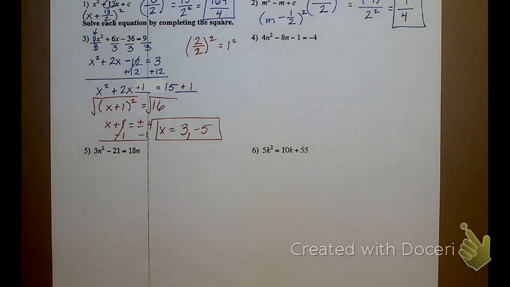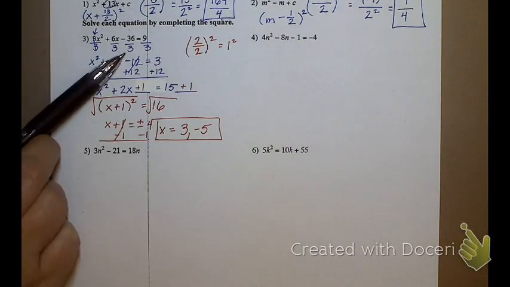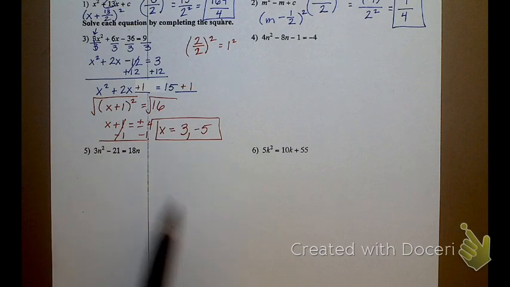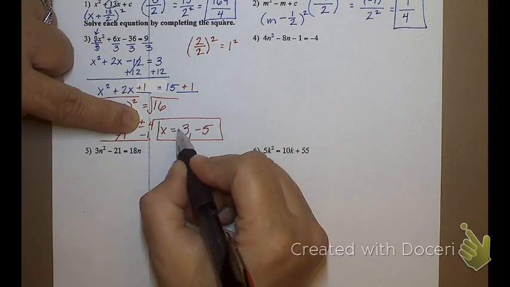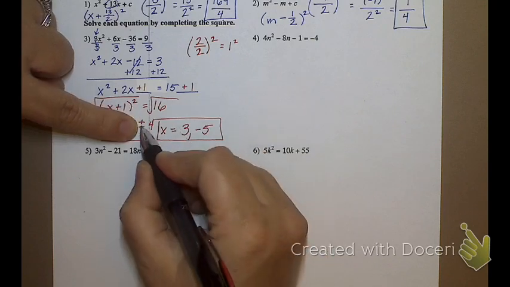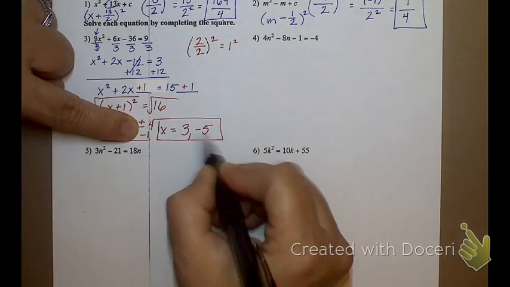Okay. Where did I get the 3? Which 3? The one I divided by? The 3. Positive 4 minus 1 gives me the 3. Negative 4 minus 1 gives me the negative 5.